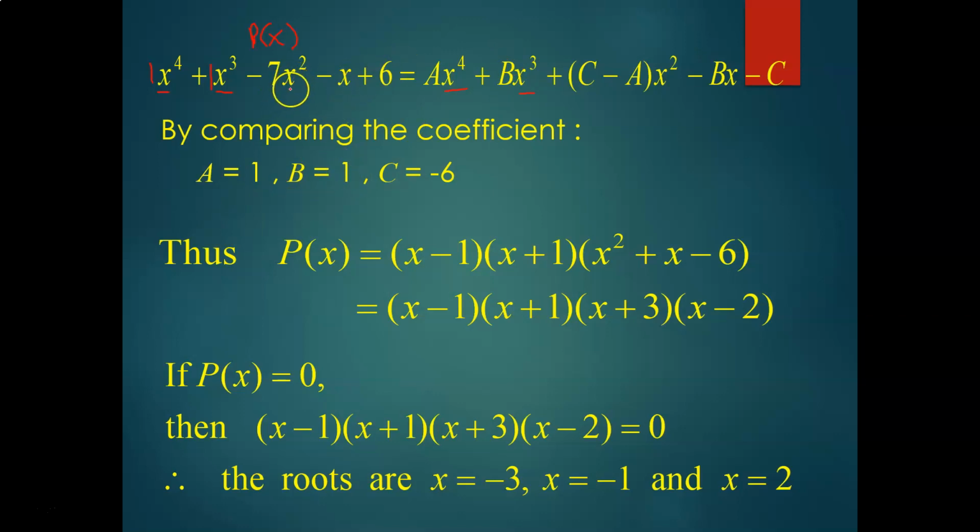And for x square, power 2, the coefficient is negative 7. Okay? Negative 7. So you look here, the coefficient is c minus a. So c minus a equals negative 7. It is like this actually: negative 7 equals c minus a. Your a is 1 just now, right? So you're going to find that c is actually negative 6. That's how you obtain your negative 6. Okay?